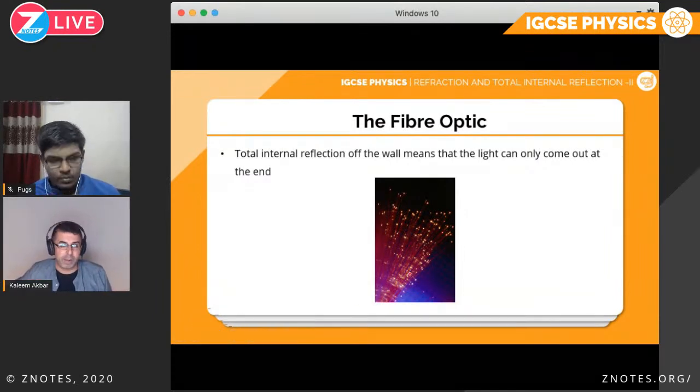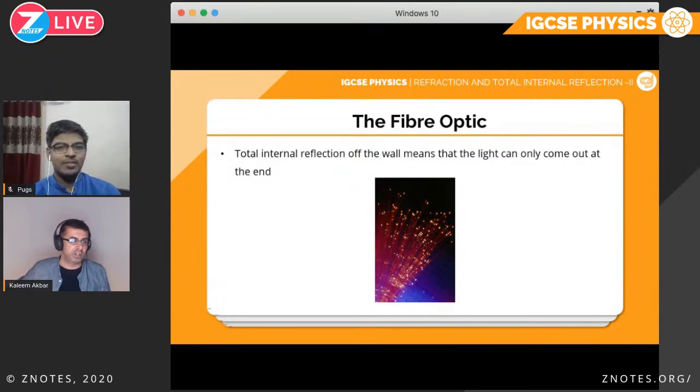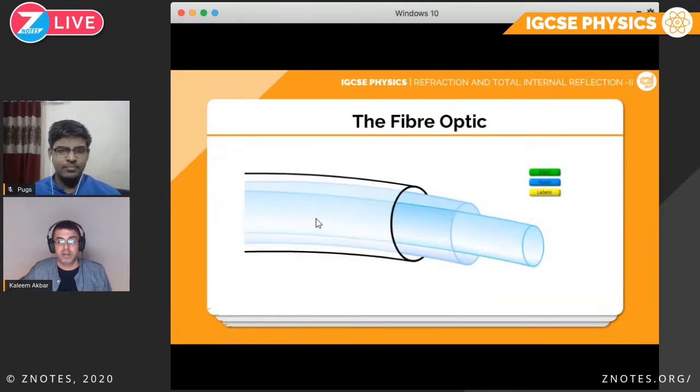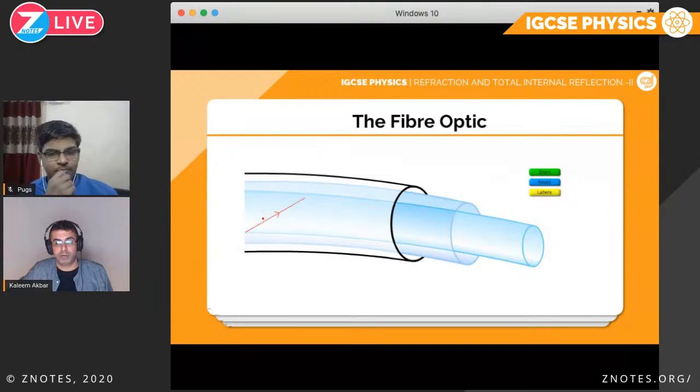So this is what I meant by decoration. I don't know if you've seen these guys, where at the end of it, it might turn green, it might turn blue, red as it's shown here, yellow, indigo. These are all colors of the visible spectrum. Here's an example of a fiber optic. And as you can see, total internal reflection occurs.